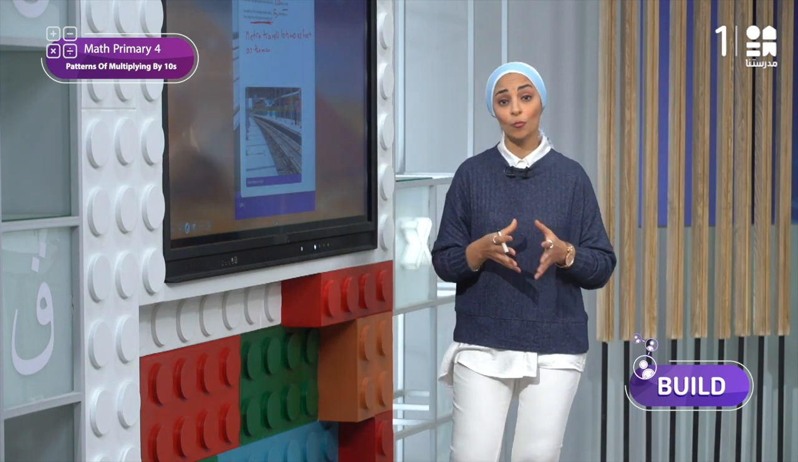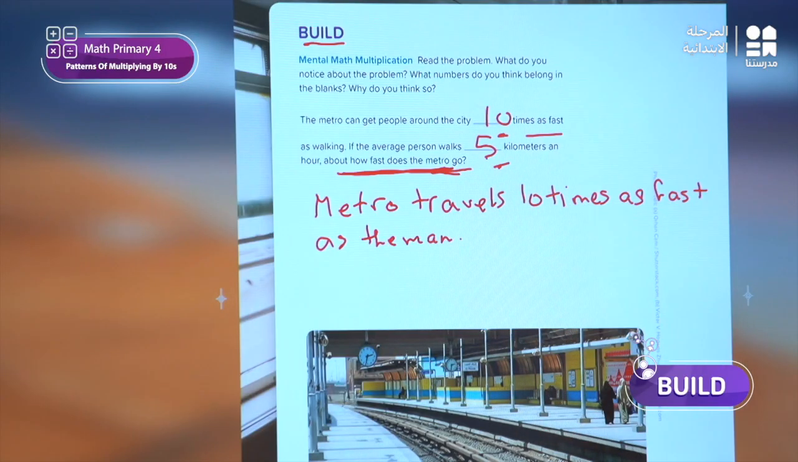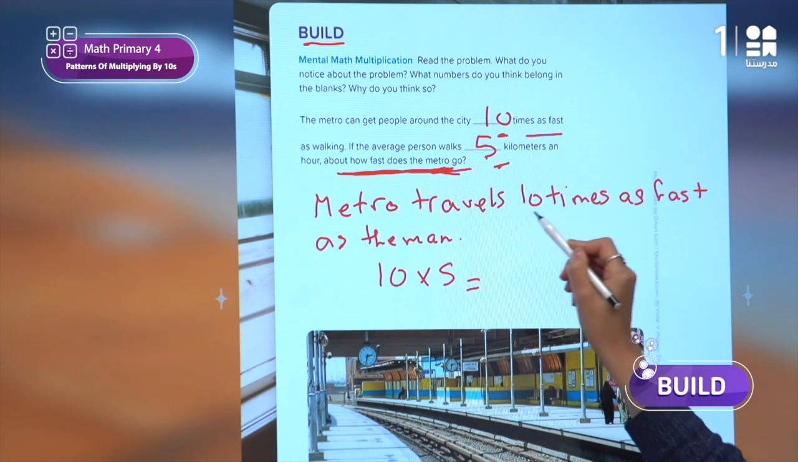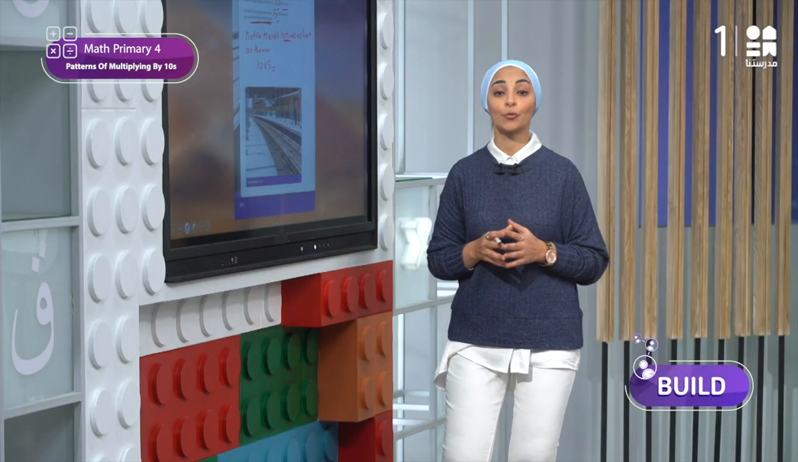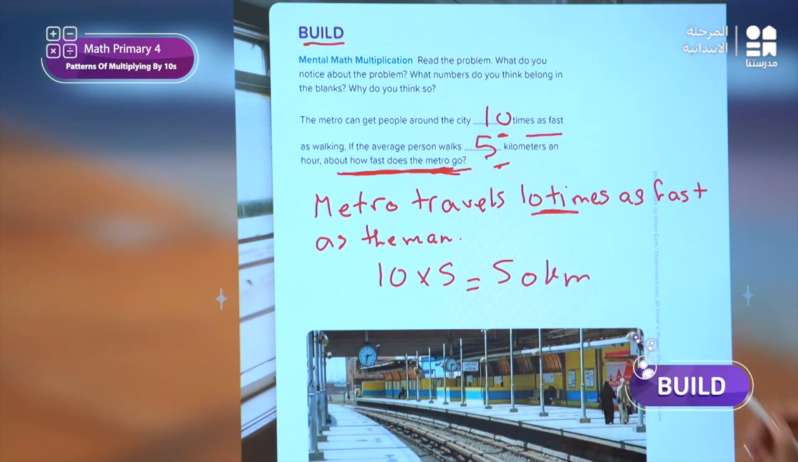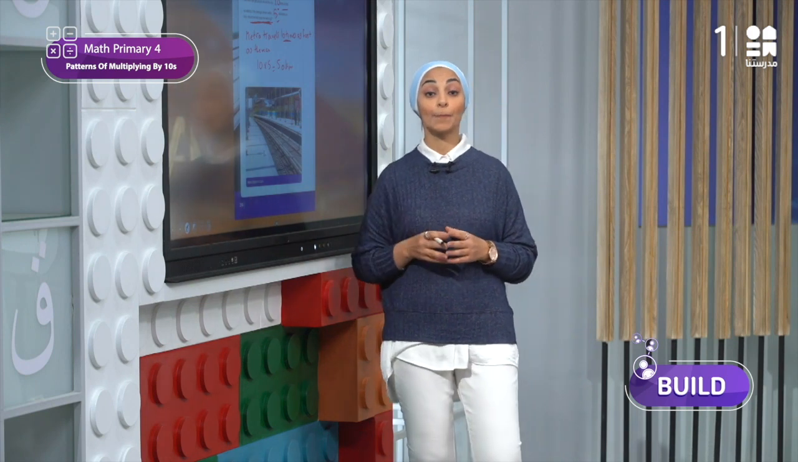Someone might think of a different way. You may think of using the math fact, which is what? I can do 10 times 5, right? We said the metro travels 10 times as fast as the man, so 10 times 5, and the product will be what? Yes, the answer will be 50 kilometers, right? Okay, now thus we have solved this question about the speed of the metro. It's 50 kilometers per hour.